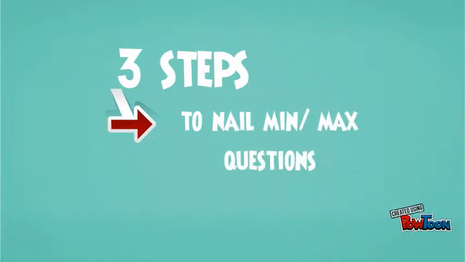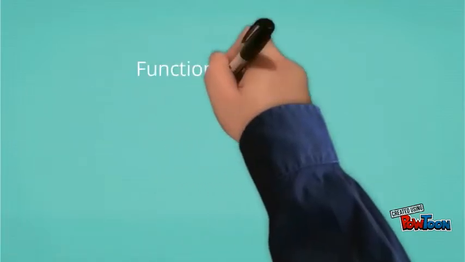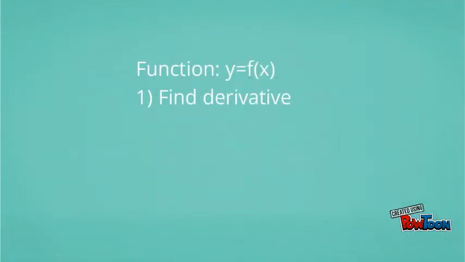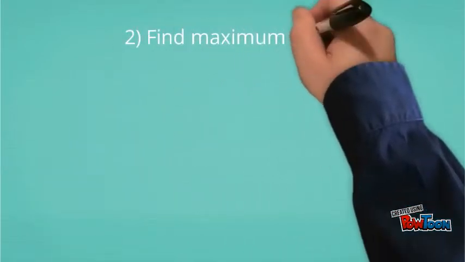There are 3 steps to find the maximum and minimum points on the graph and whether they are global or local maximum or minimum points. Let the function be y equals f(x). The first step is to find the derivative of the function f(x).